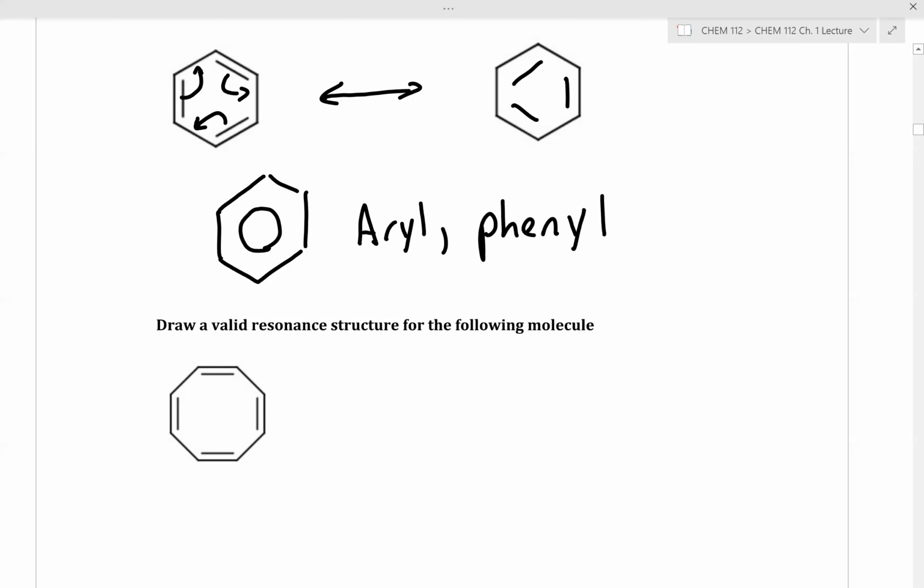So to showcase the major resonance structure, as it is, in this case, an anti-aromatic system, we push each of our double bonds in a clockwise direction, and that generates the following resonance structure.